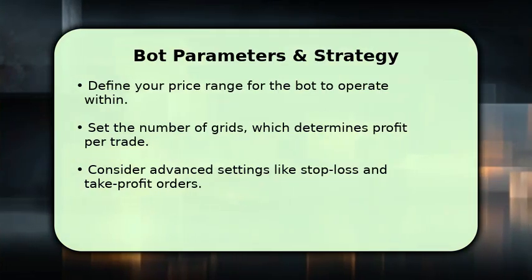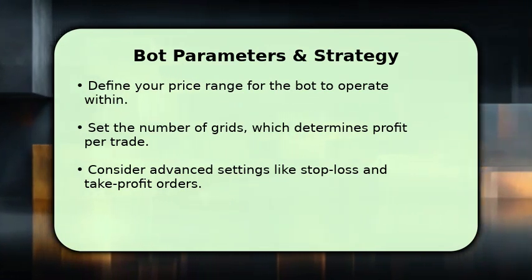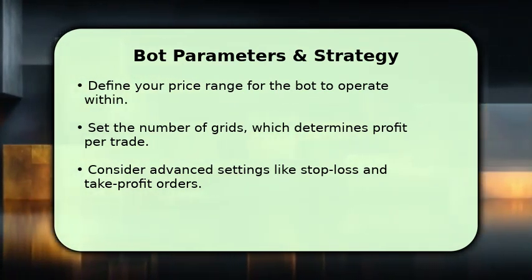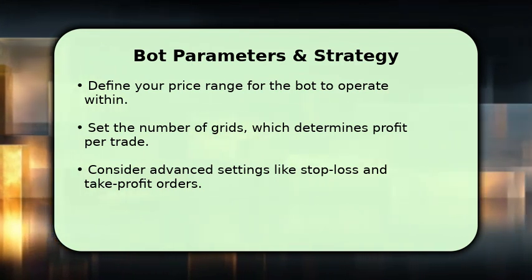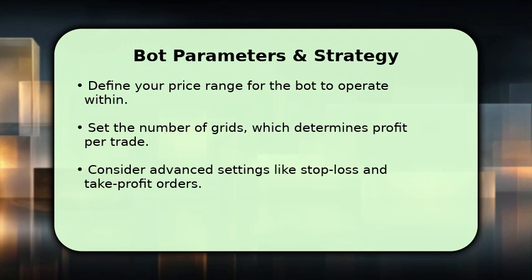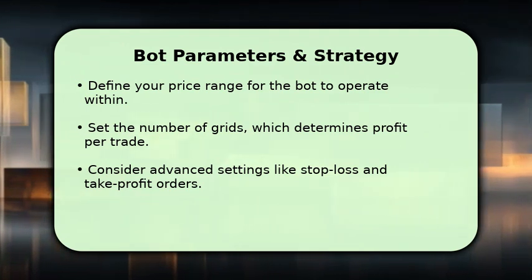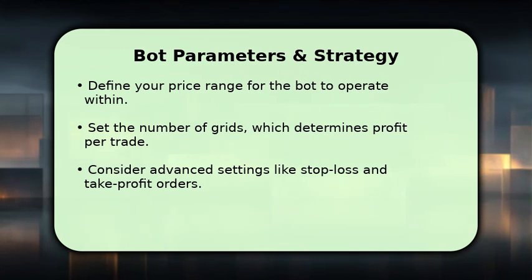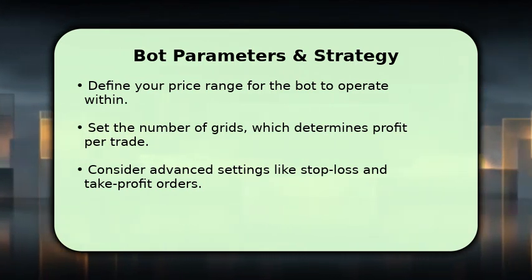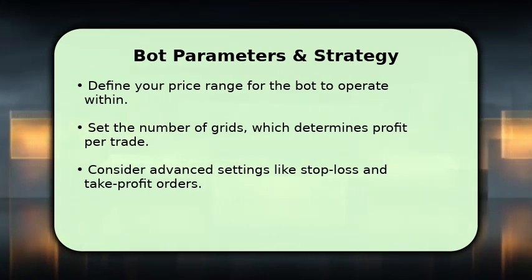Once you've selected your bot, you'll need to configure its parameters. This includes setting a price range where the bot will buy low and sell high. The number of grids dictates how many trades occur within that range, impacting your profit per grid. Don't forget to explore advanced options like stop loss and take profit to manage your risk effectively.